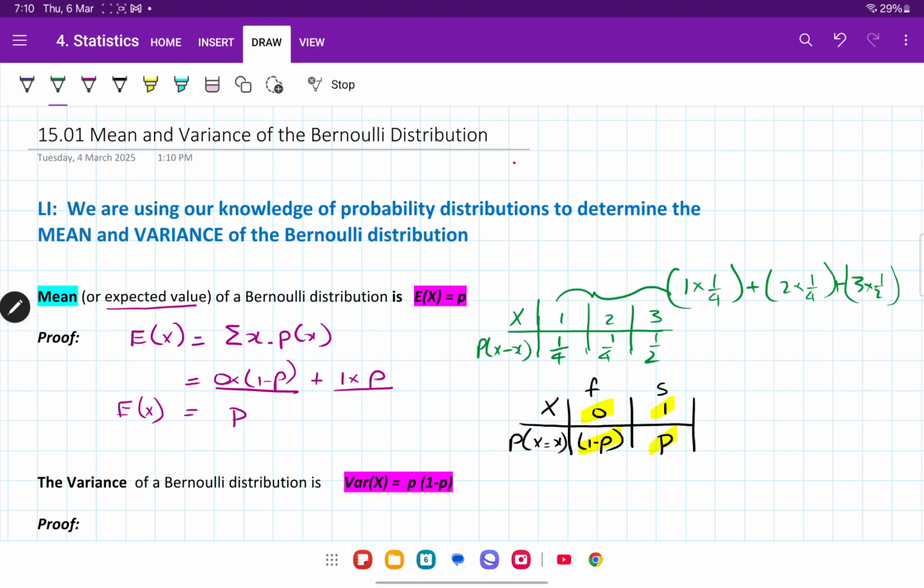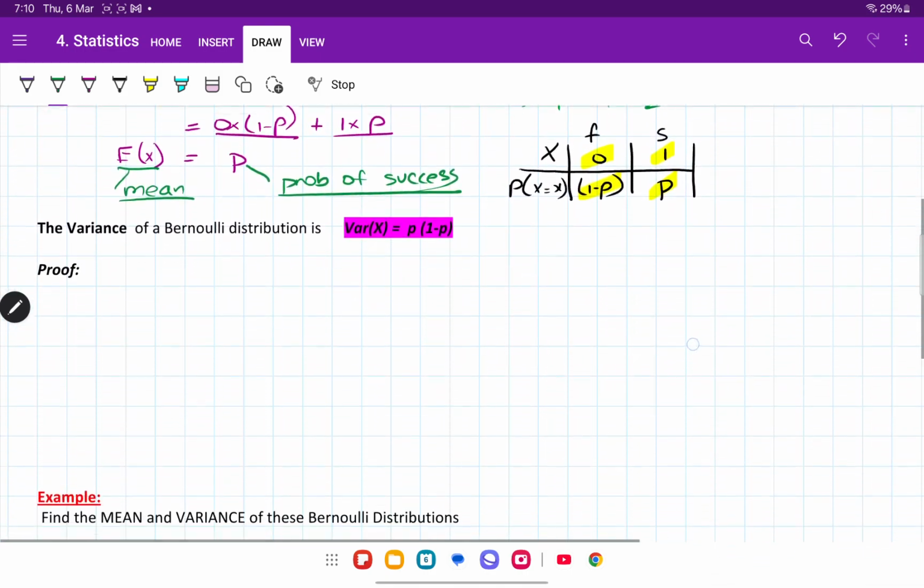That's quite interesting. The expected value, or the mean, of the Bernoulli distribution is actually equal to the probability of the success option, which is quite weird, isn't it? There you go, the mean is the probability of success. Right, let's now use this table we had for our Bernoulli distribution and have a look at our variance.